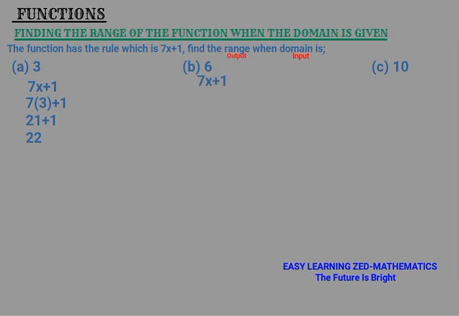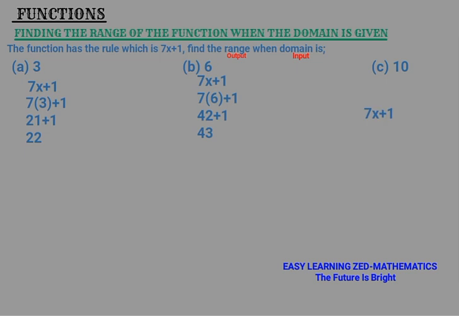So what we're going to do, we're going to write the rule. Then we're going to replace x by 6. Then we multiply 7 by 6 will give us 42 plus 1, which will give us 43. So the range when the domain is 6 is 43. Okay, now let's go to the last example.